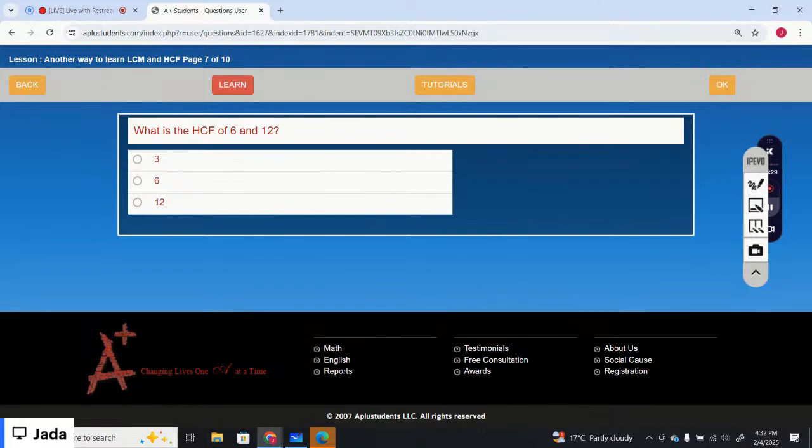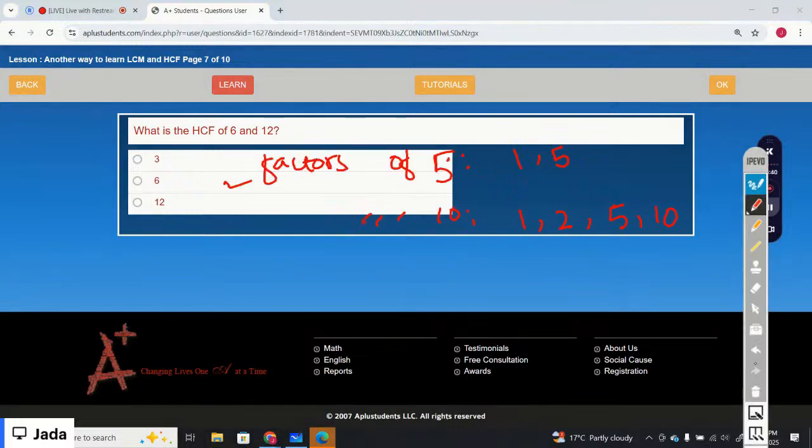What is the HCF of 6 and 12? So you need to write down the factors of 6 and 12. So let's just write down their factors. The factors of 6 are 1 times 6 is 6 and 2 times 3 is 6. These are the factors of 6.